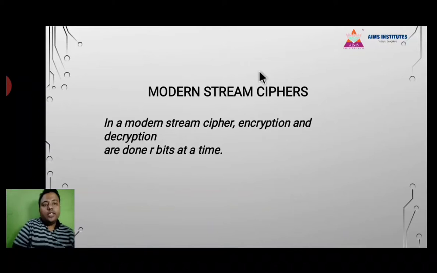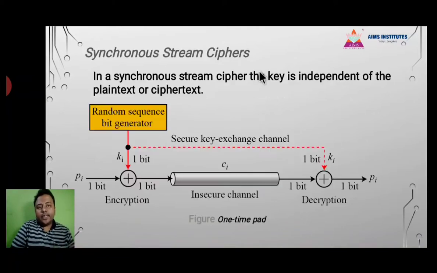Next we have the modern stream cipher. In the modern stream cipher, encryption and decryption are done on r bits at a time. So whatever r bits of data are going through the stream cipher will be used and processed at each instant as per the algorithm, taking it and converting it into the cipher text.